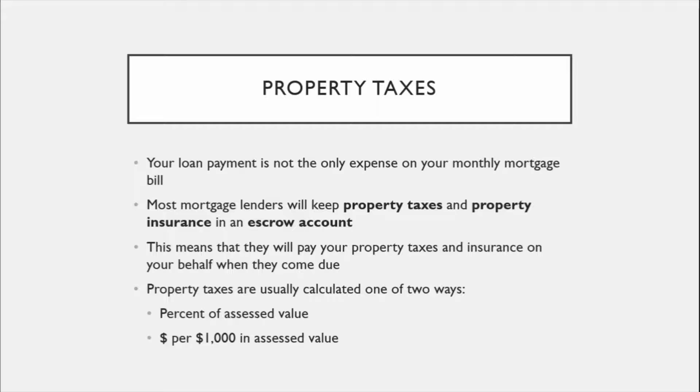So property taxes are usually calculated in one of two ways. The first way is the percent of assessed value, and the second way would be cash per $1,000 in assessed value. So a county assessor of some sort is going to come by your property. Usually when you buy a new property, they reassess it, and then they reassess it once every few years after that, and they're going to say the county or the town or whatever says that your property is worth this many dollars, and they're going to tax you based on that.